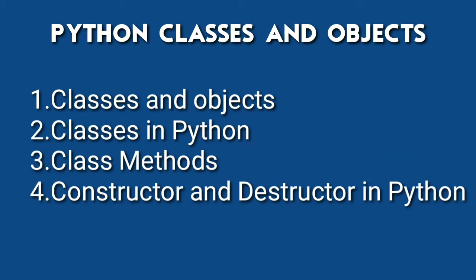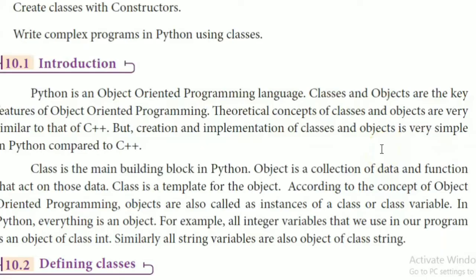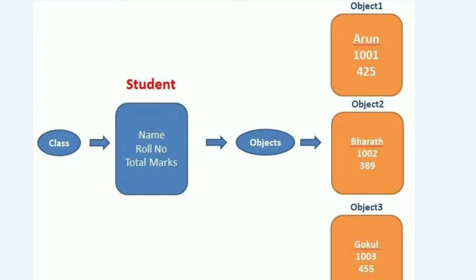Now I will move forward and we will see what classes and objects are. First, the introduction. Python is an object-oriented programming language. Classes and objects are the key features of object-oriented programming. Now let us understand what exactly classes and objects are. Basically, classes allow us to logically group data and functions in a way that is easy to reuse and easy to build upon if need be.